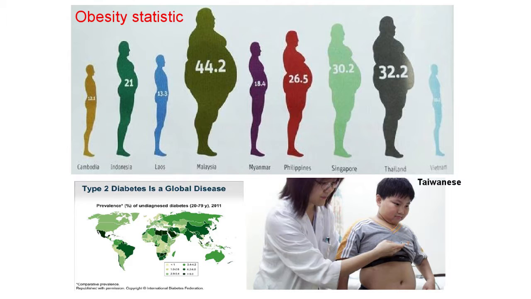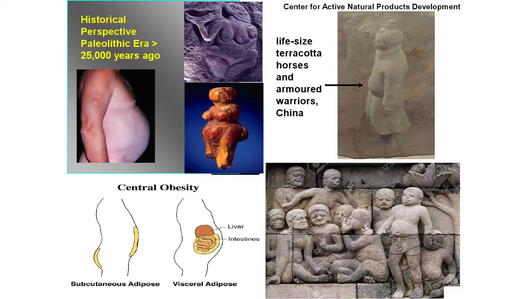Here is the obesity statistic. I believe you are in good shape. But Taiwanese, especially the young generation, consume too much sugar and soft drink. And the distribution of type 2 diabetes now spreads very quickly. Actually, it has been a problem from a very, very long time ago.